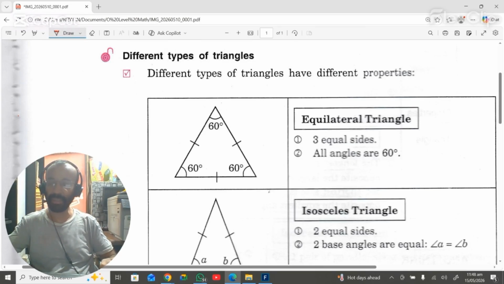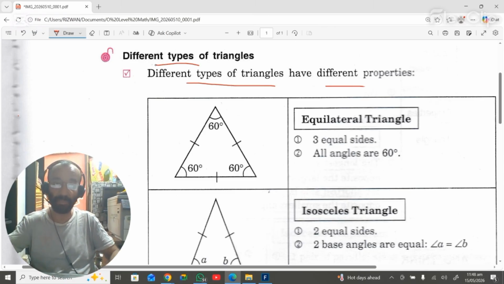Good morning, students. Today we are going to read the topic of different types of triangles in the subject of maths O levels. Here we are going to start the lecture. So, different types of triangles have different properties.